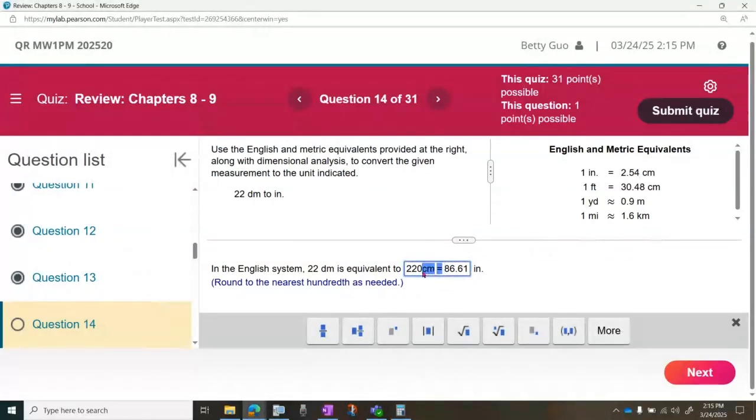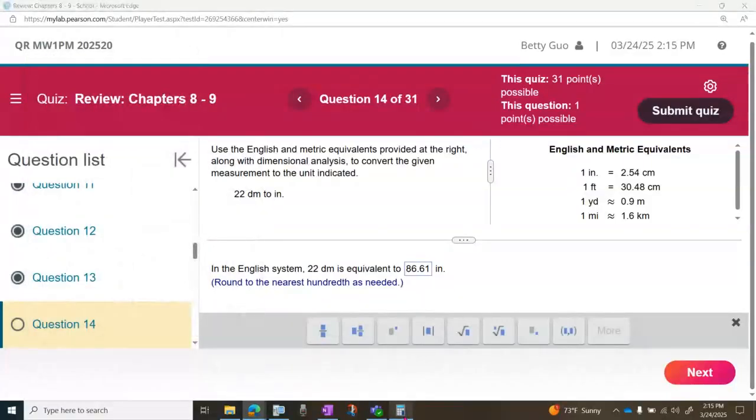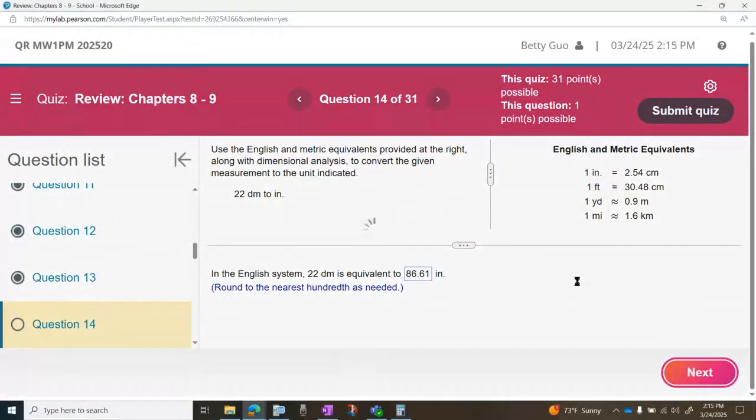Those are just my notes. You're gonna erase those things. You only enter the final answer. Yeah, that's supposed to be on a scratch paper. 86.61. 220 divided by 2.54, yeah, correct. Next.